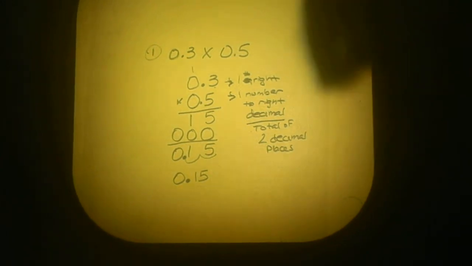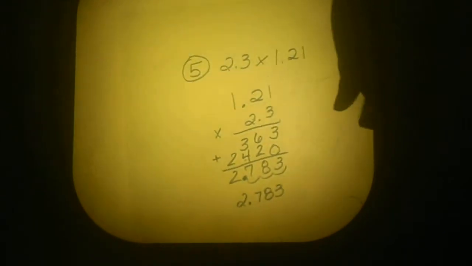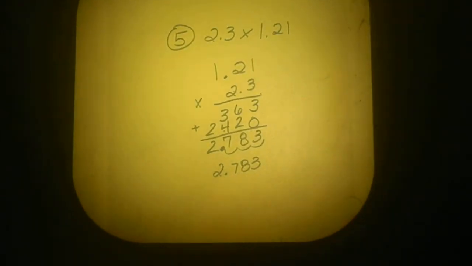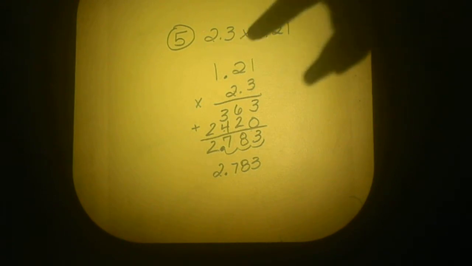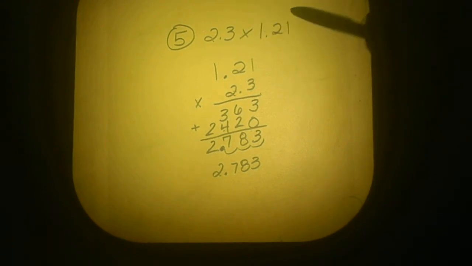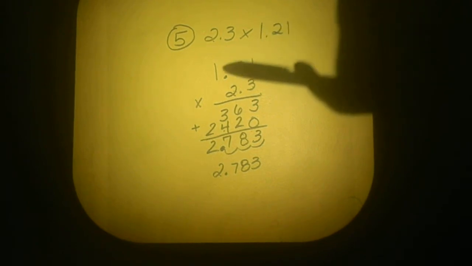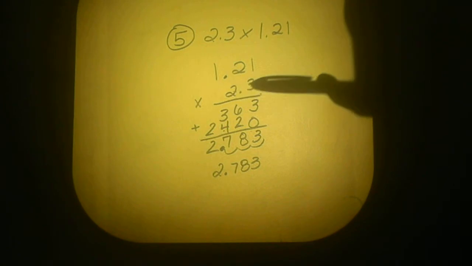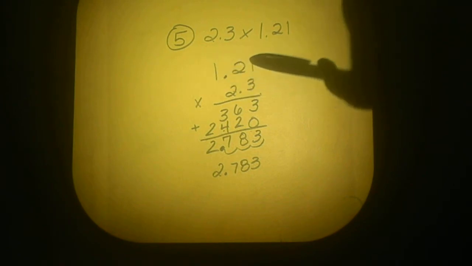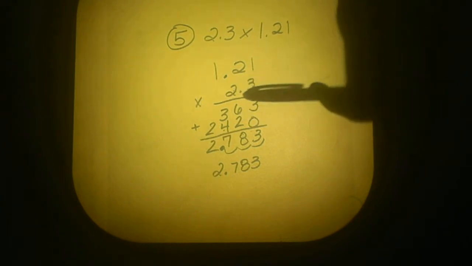Next problem is number 5. Number 5 was 2 3/10 times 1 21/100, which is 2.3 times 1.21. If this was a regular multiplication problem, ignoring the decimal, I'd always put the number with the most numbers on the top. There's 3 numbers here and 2 here. Ignoring the decimal, I still put them here, line them up on the right, and do the multiplication problem, ignoring the decimal.